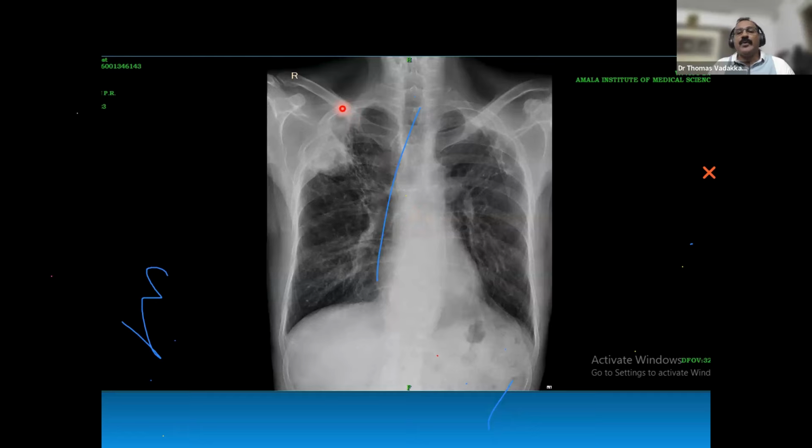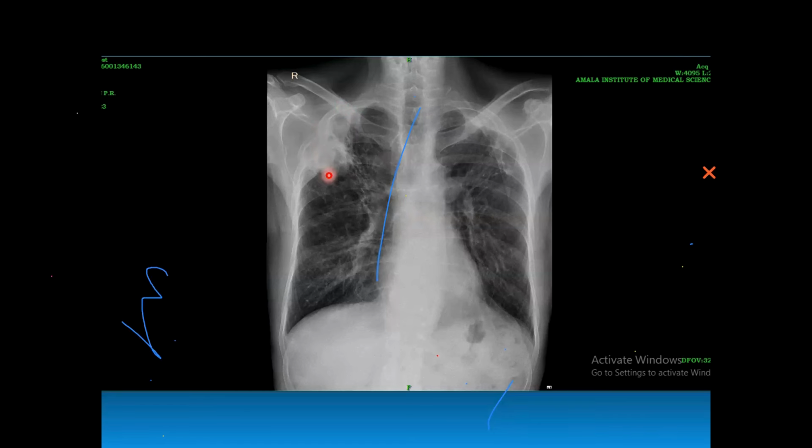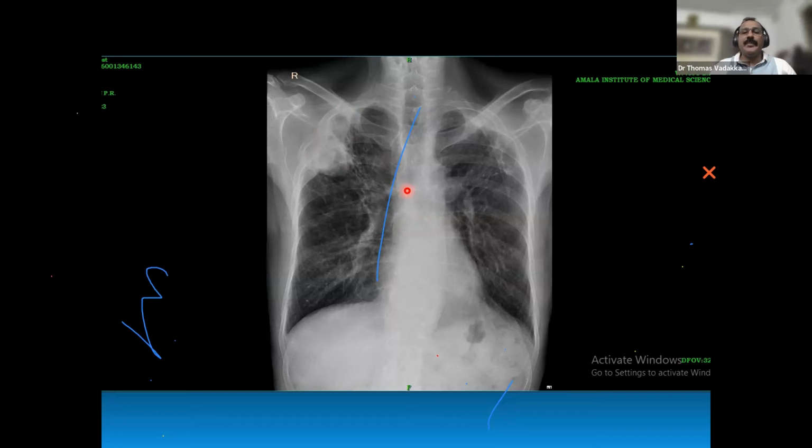And his previous X-ray showed only a little bit of fibrosis. And this shadow appears to be a new lesion. What do you think? Carcinoma. Yeah, cancer occurring in the TB scar. Usually it will be adenocarcinoma.